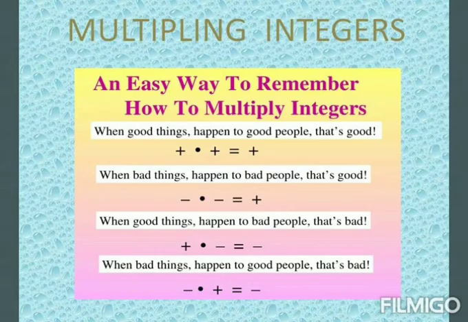Now an easy way to remember how to multiply integers. When good things happen to good people, that's good, that is plus into plus equal to plus. When bad things happen to bad people, that is good, so minus into minus equal to plus. Next, when good things happen to bad people, that's bad, so plus into minus is minus. When bad things happen to good people, that's also bad, so minus into plus equal to minus.